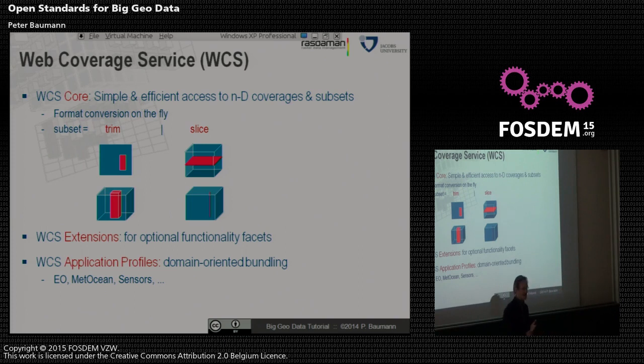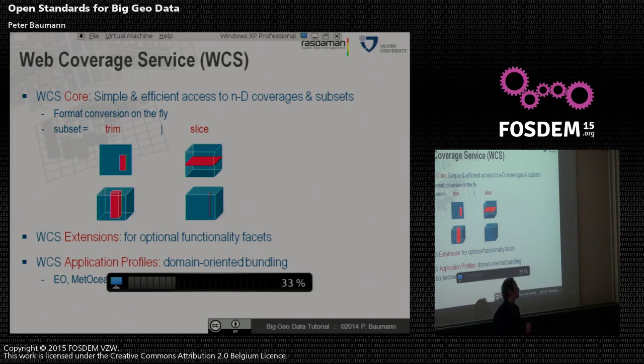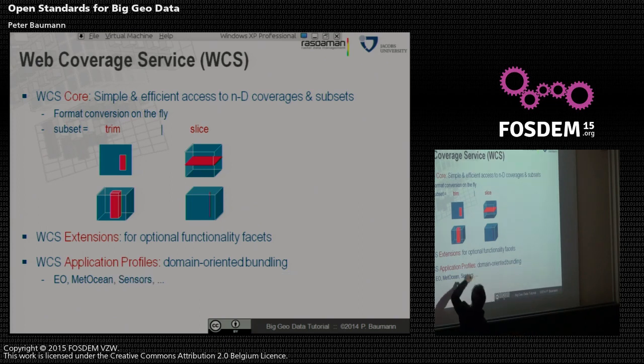So we start with the core. That is the one that actually does nothing but gives you the coverage or a subset of it. That's already quite useful. So if you think of this as being a time series, X, Y, and T, here you could get everything about this place along time. This is called trimming. It keeps the dimension. So a three-dimensional subset from a three-dimensional object, a two-dimensional subset from a 2D object. Slicing, on the other hand, reduces dimensionality.